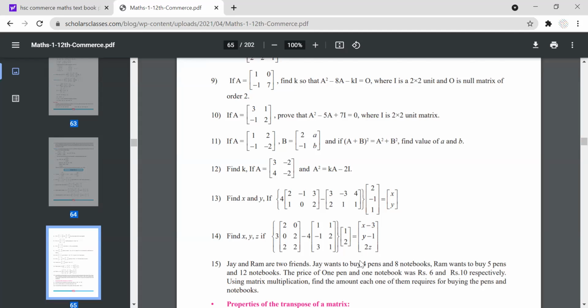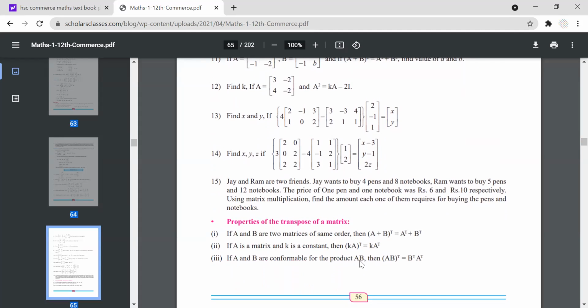Then the last one. Jay and Ram are two friends. Jay wants to buy 4 pen and 8 notebooks. Ram wants to buy 5 pen and 12 notebooks. The price of 1 pen and 1 notebook is 6 and 10 respectively. Using matrix multiplication, find the amount each one would require to pay.